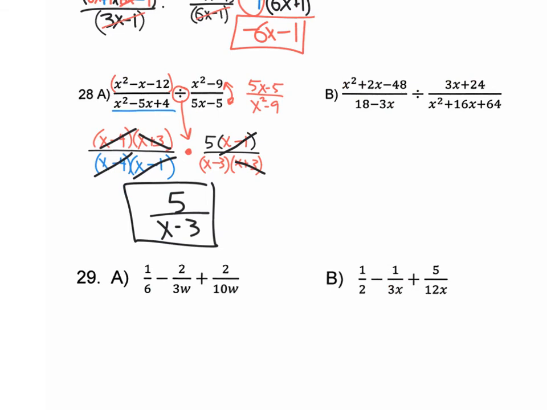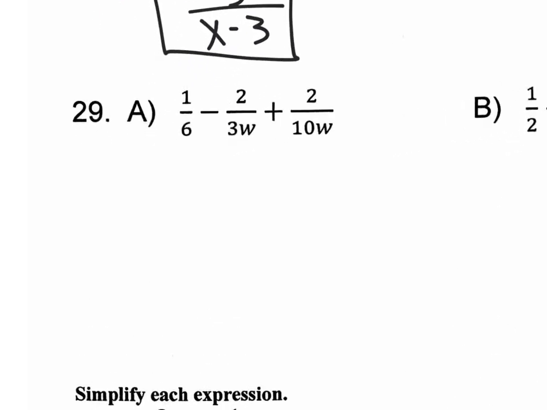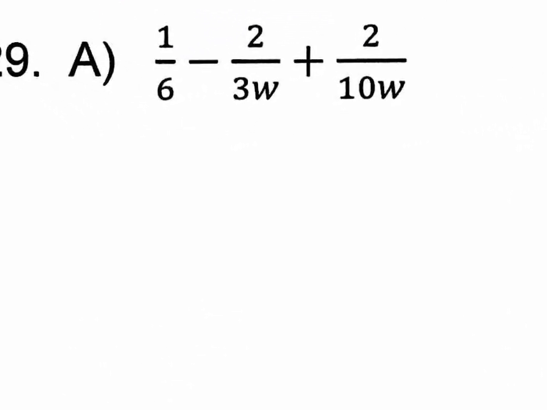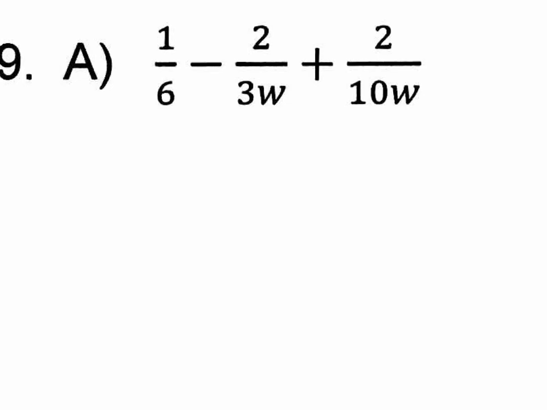Let's move on to 29. 29 is a little bit more challenging because we are adding and subtracting fractions, all right? Now, in order to add and subtract fractions, you need a common denominator. So let's take a look at all of our terms. There's only monomials here, so it's easy. 6, 3, 10. What would your LCD be if you wanted a lowest common denominator? What would it be with 6, 3, and 10? Help me out here. Anybody? 30. And of course, we need some W's. So we're going to say that the LCD is 30W.